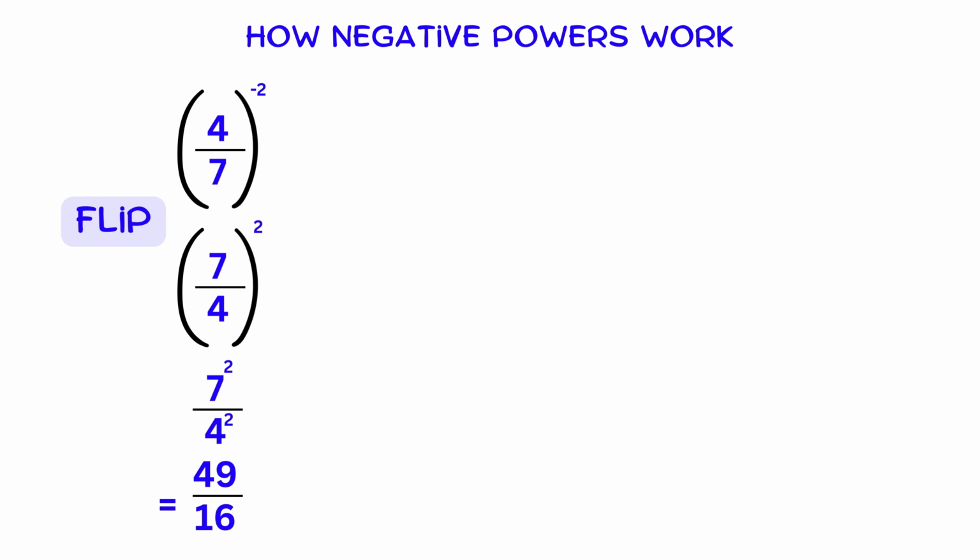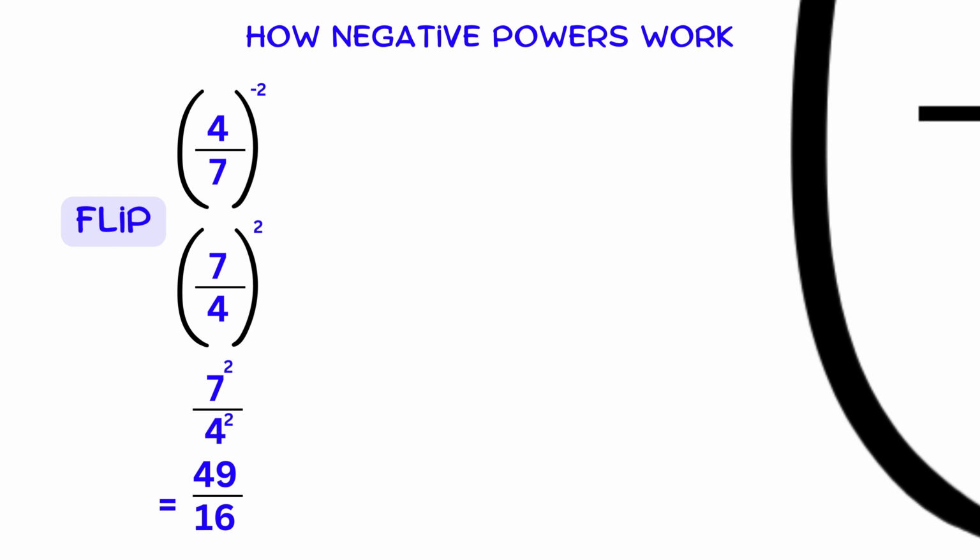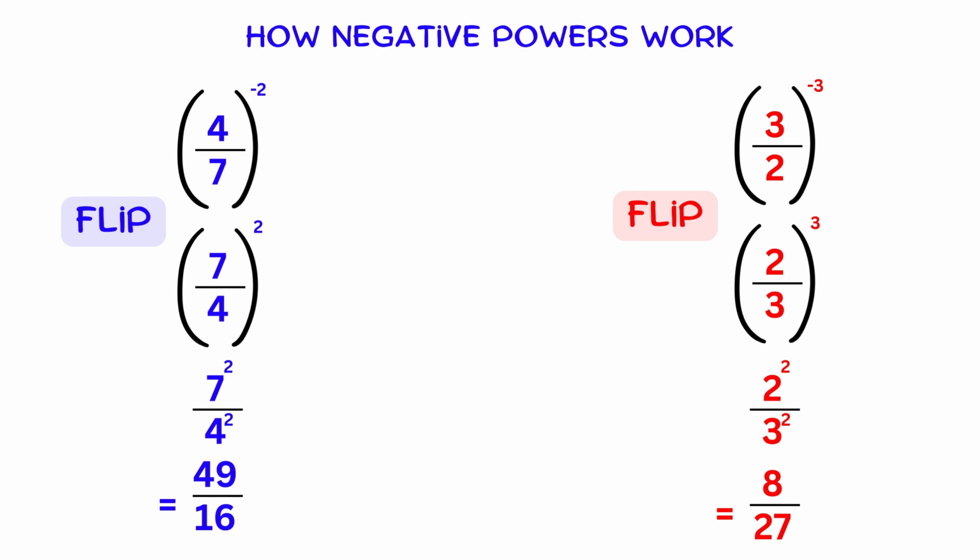For a last example, let's look at 3 over 2 to the power of -3. So first, you flip the fraction upside down to become 2 over 3 and change the power of -3 to a positive 3. Then, we can apply that power of 3 to the top and bottom individually to get 2 cubed on top divided by 3 cubed on the bottom, which is just 8 over 27.